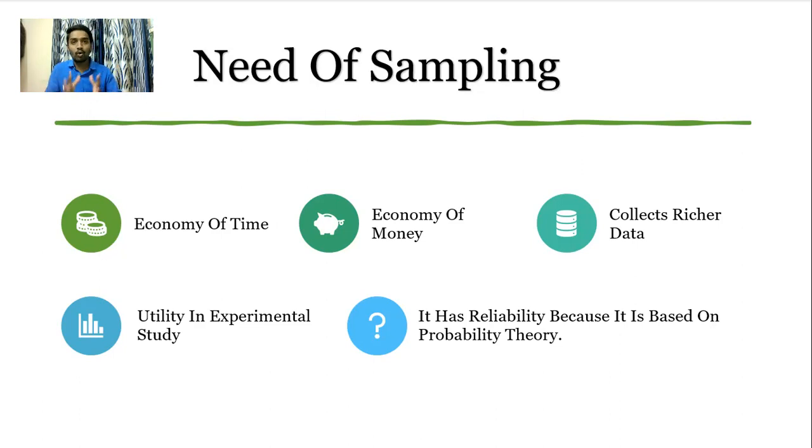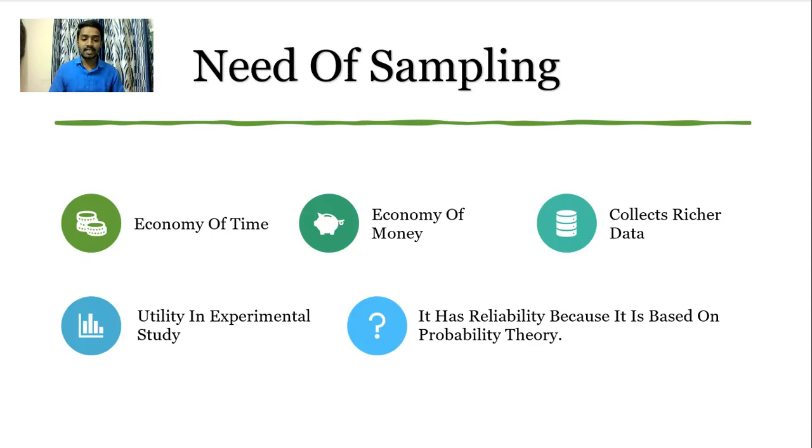Then it saves your money. Instead of going to each and every individual and collecting data from them, you can have this advantage of sampling, or else taking out a sample population and conducting research on them. It is going to save your money because you're going to use fewer resources and fewer tools.